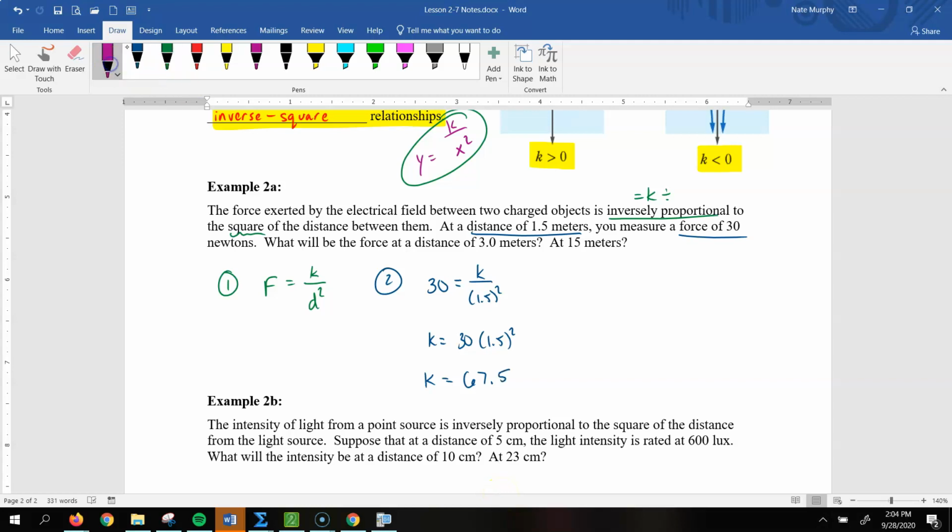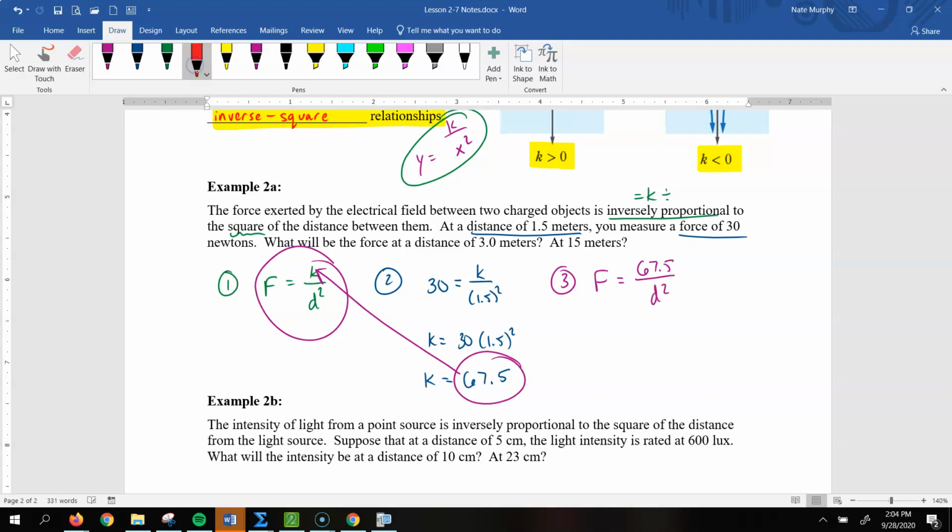So now let's go to the third step. So our third step is to write our general equation. Our general equation goes back to what we had here at the beginning. We're just going to plug in this value for k up on top. So it'd be F equals 67.5 divided by d squared. So now we can use that equation to answer the question.